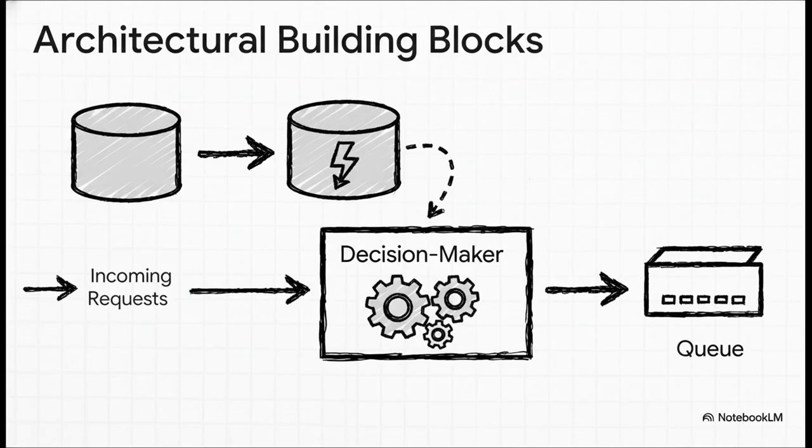But for performance, we absolutely have to have a throttle rules cache. Probably something like Redis for those sub-millisecond lookups. Then you have the decision maker. That's the brain of the operation with all the core logic. And finally, you'll need a queue if you're using those soft or elastic throttling policies we talked about, to buffer requests.